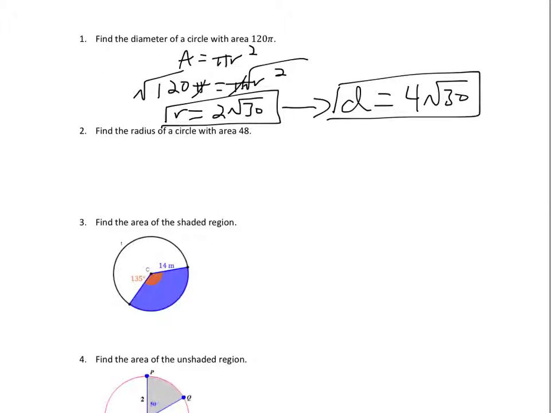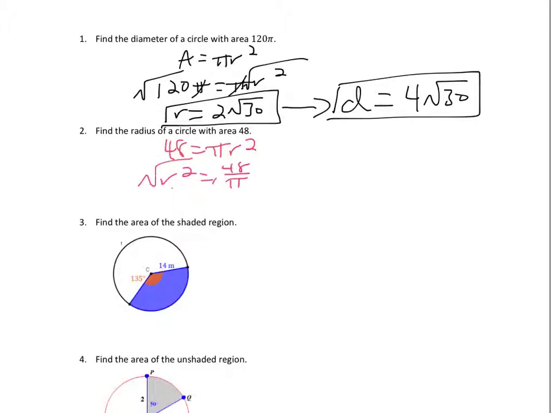That's it. Now, number 2, we're going to find the radius of a circle with area 48. The reason I did this one is just because there's no pi in it. It's the same concept, but without a pi in it, it makes it a little bit more complicated. Okay, so because there's no pi in there, you just have to divide by pi. So we've got r squared equals 48 over pi.